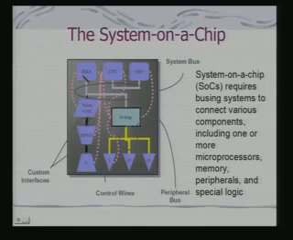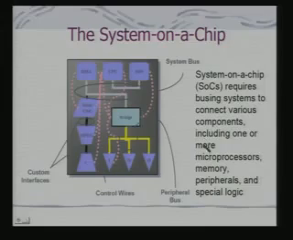It may also invoke the DMA controller, and the DMA controller is actually sitting on this bus, transferring the data from this special purpose peripheral to the corresponding devices. It may be even to the memory. So what we say is that system on chip requires busing systems to connect various components, including one or more microprocessors, memory, peripherals and special logic like your MPEG encoder.